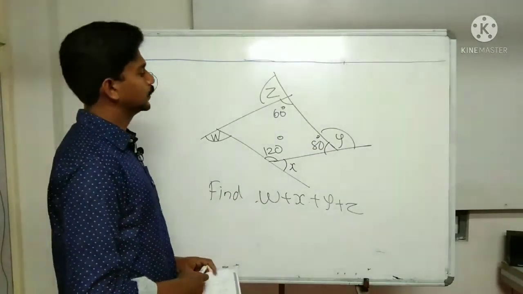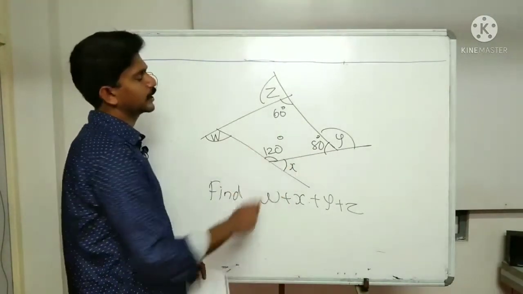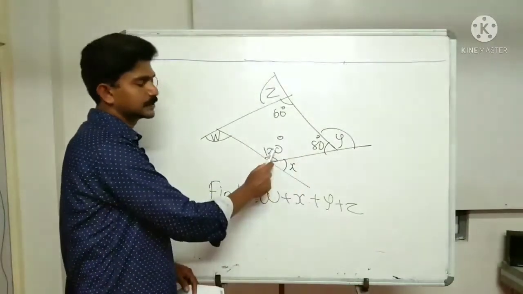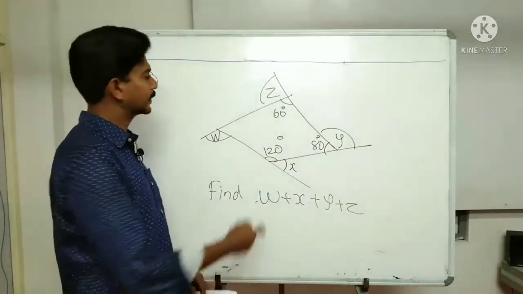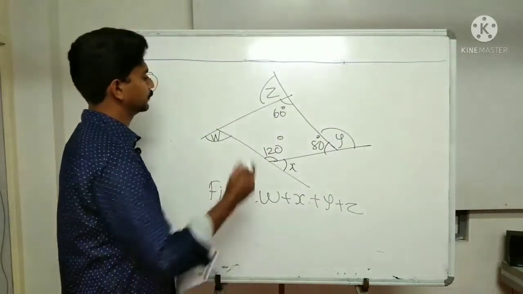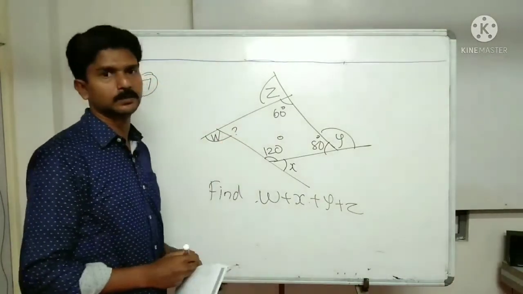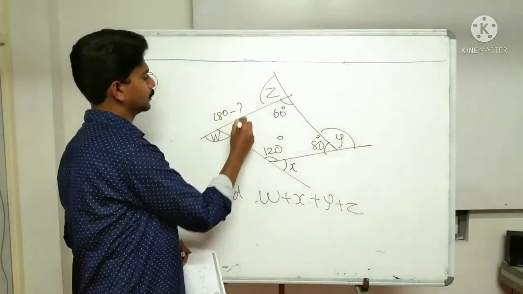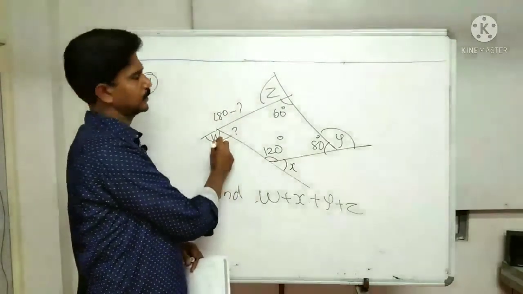First, we know that the sum of all four angles is equal to 360. From 360, subtract all these three, and we get this angle, the question mark angle. Okay, after getting this, from 180 you subtract this angle, and you will get the w value.